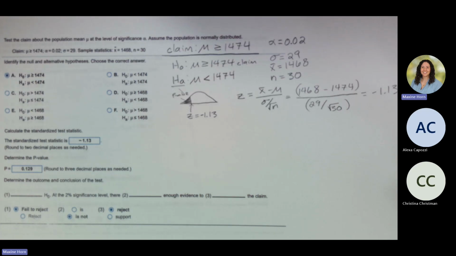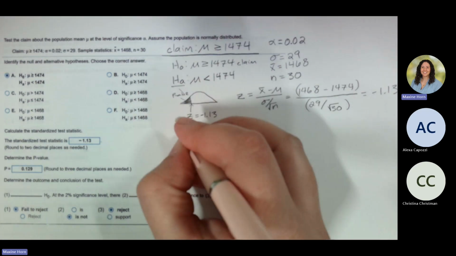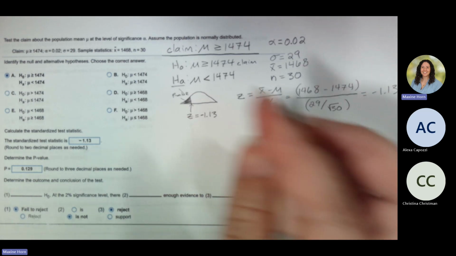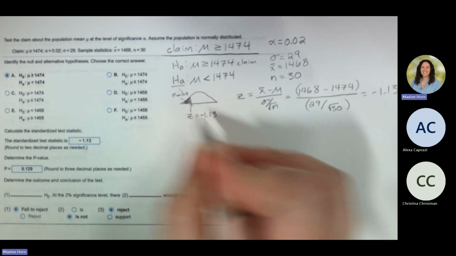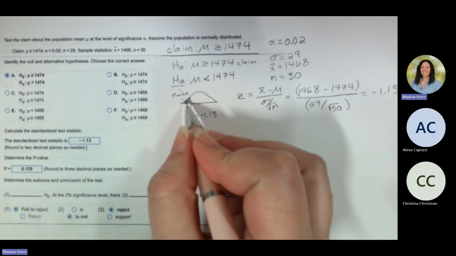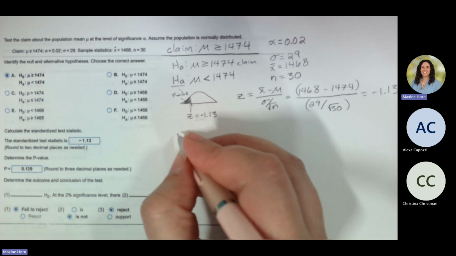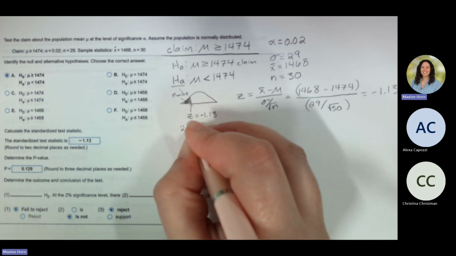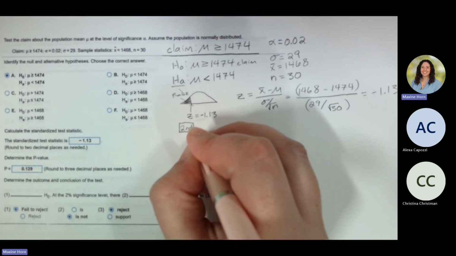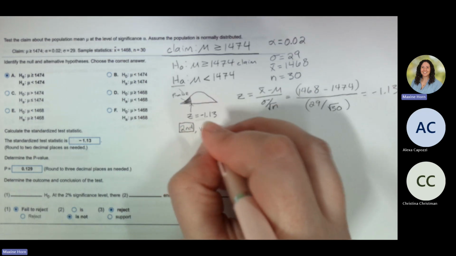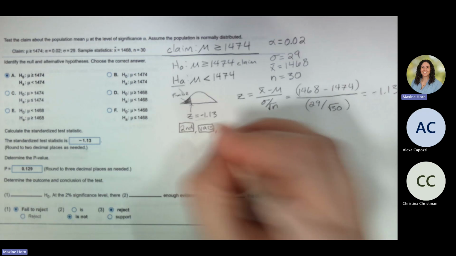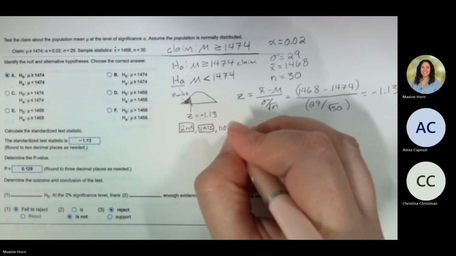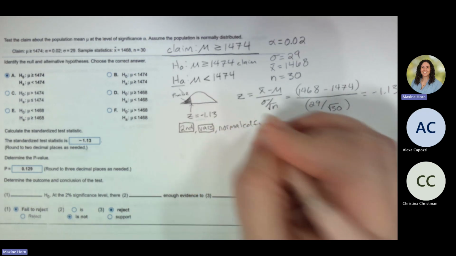But I'm just gonna go ahead and do the calculator here. So when I have a z-score and I need to find an area, I'm going to use normal CDF. So quick reminder, you're going to do second, and then you're going to do the vars button, and then you're going to do normal CDF.